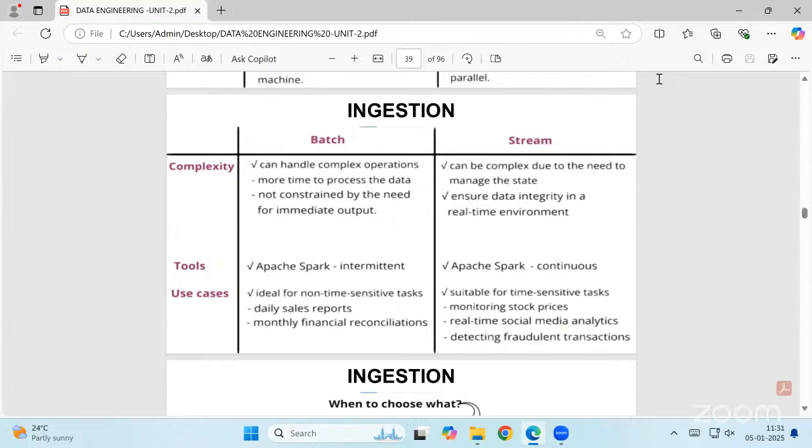Okay, so now in what situations are we going to use them? These are the real-time scenarios where we use batch and stream ingestion. Batch is ideal for non-sensitive tasks, like daily sales reports and monthly financial reports.